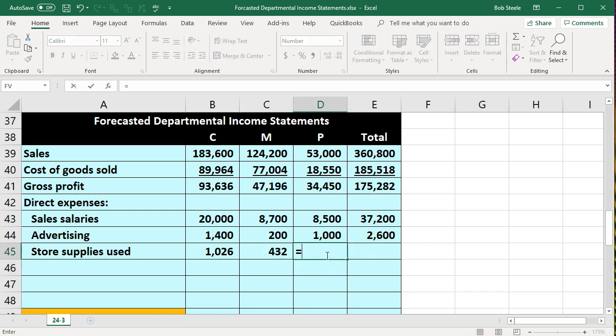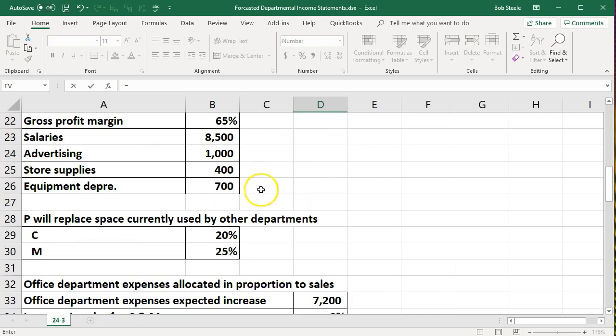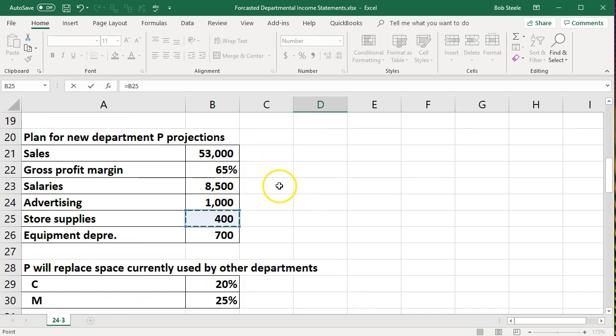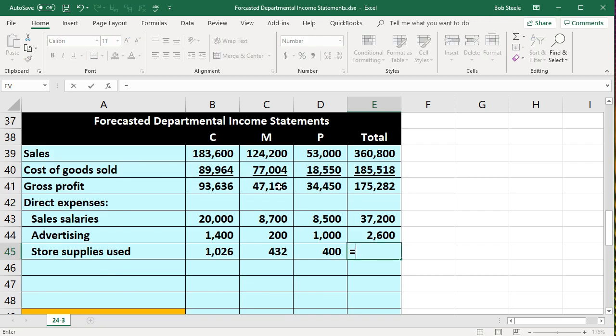Store supplies for P is going to be equal to the 400 in our data set for the new department. Tab, summing that up equals the sum of the 1026, the 432, and the 400, 1858. Note that there could be rounding here on a couple of these numbers. That's okay. It's a forecast, so we don't expect it to be perfect.